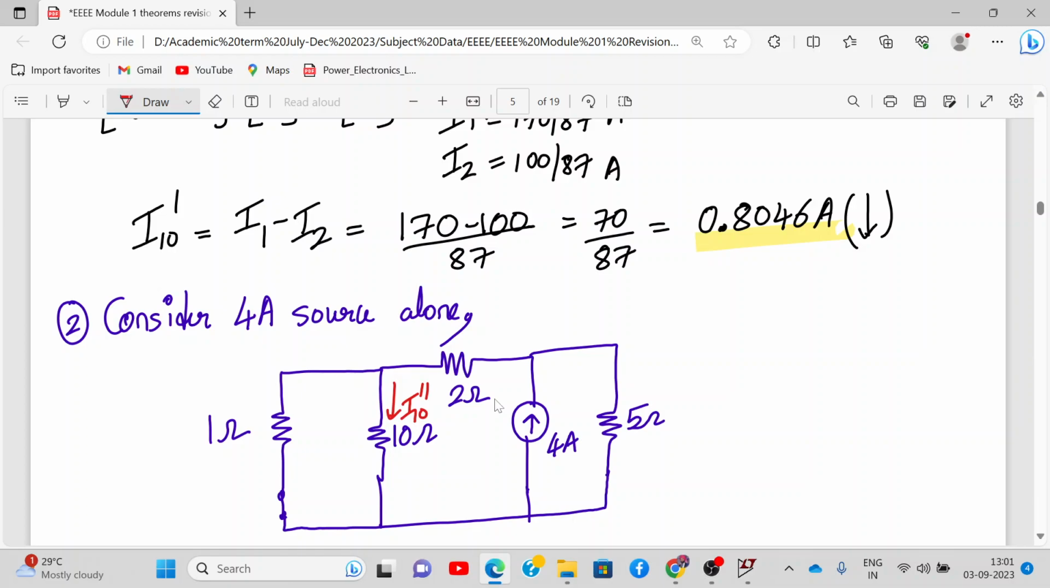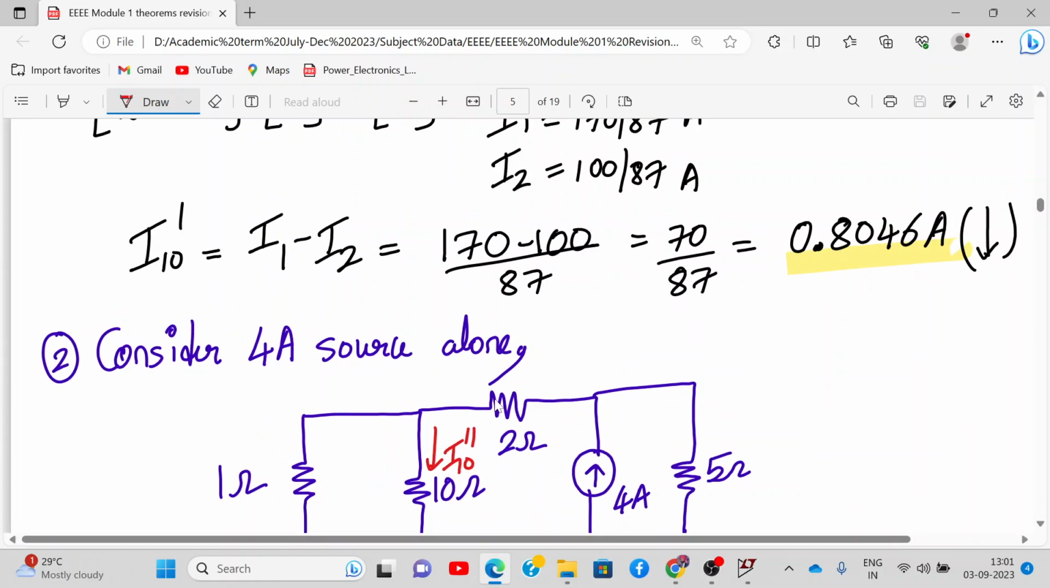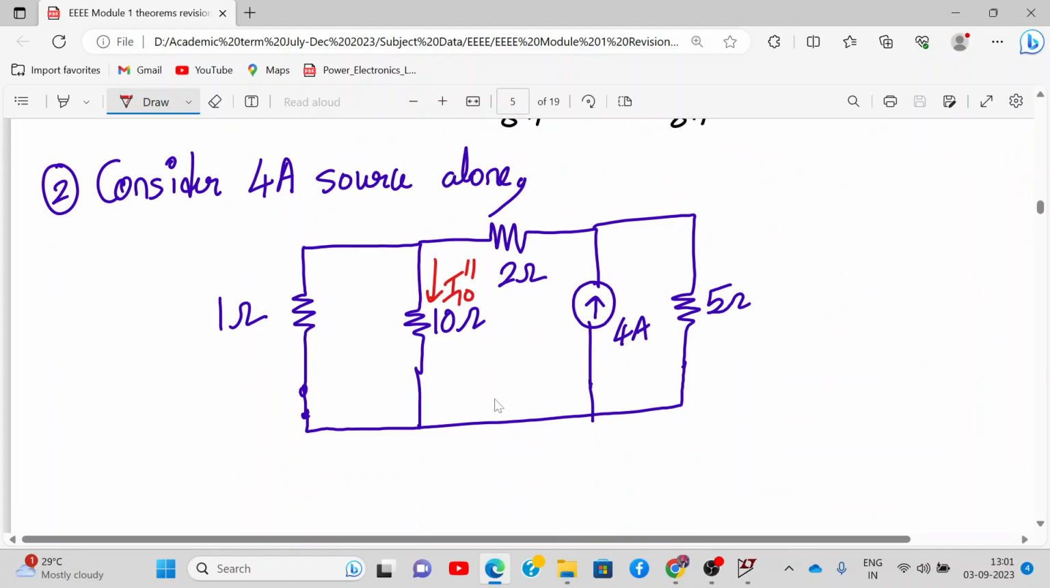How do we solve this? Anyone? Hello. How do we solve this? So 1 ohm and 10 ohm are in parallel connection. Can we use that? No, we cannot do that. Why? Because we need to find the current through 10 ohm. If we combine them in parallel, that 10 ohm will disappear, no? Yes, correct. Acha, do you know nodal analysis?